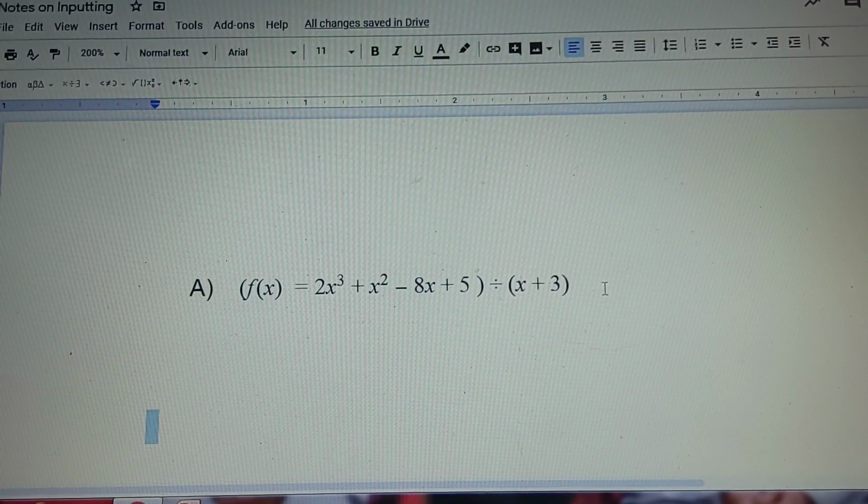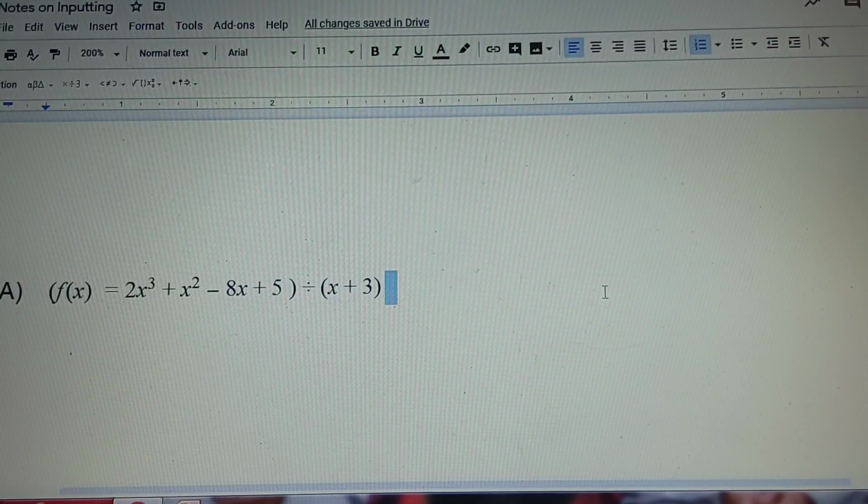Okay. All right. So the first thing we're going to do is we're going to have to set this up, which means we're going to have to draw. The way that we're going to do this is I click into the line underneath.